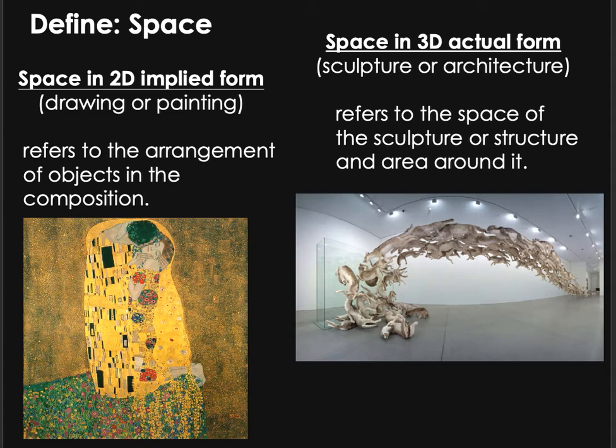Opposite of that would be space in three dimensions. So that's talking about real forms, actual forms, sculptures, architectural buildings. And that's referring to the space which the sculpture or structure is occupying. The area around it, above it, below it, between it, all those fun little words, is talking about how that is being interpreted in the space which it's occupying.